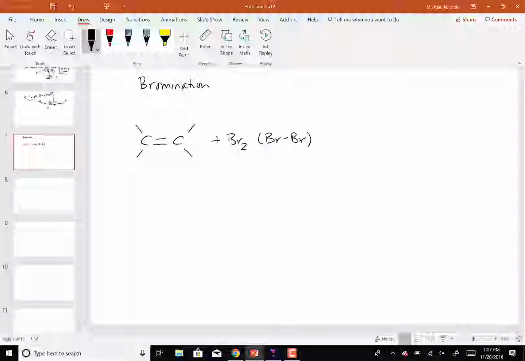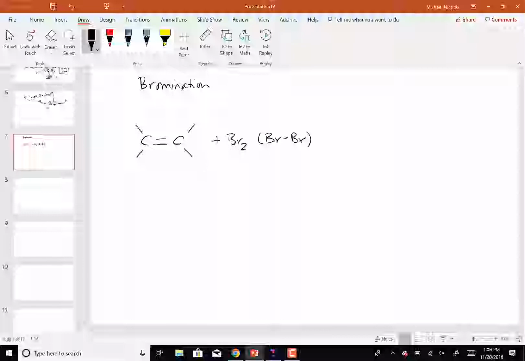Now that automatically means that the reaction cannot be regioselective, because whether I add the Brs this way or this way, I'm going to get the same product. So anytime you have a symmetrical alkene or a symmetrical reagent, the reaction can't be regioselective. And then we'll talk about whether it's stereoselective or not in a few minutes.